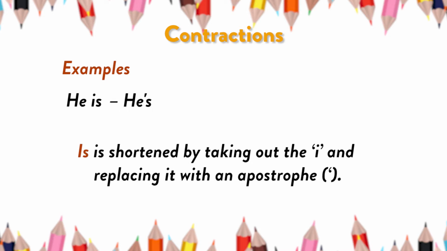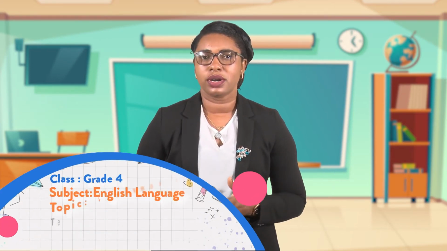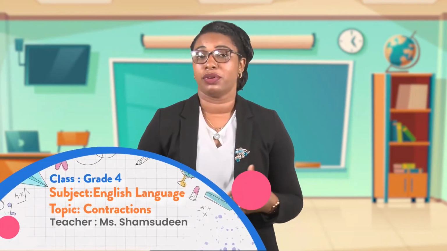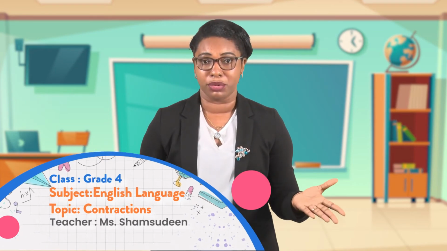We shorten the "is" by taking out the "i" and replacing it with the apostrophe. So we get "he's." Any contraction being formed with "is," we take the "i" and replace it with the apostrophe. So contractions can be used in our speech and in informal writing. Writing such as notes or if we're writing letters to our friends or a family member.